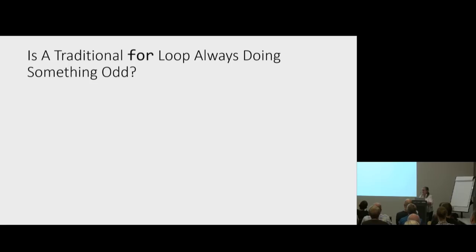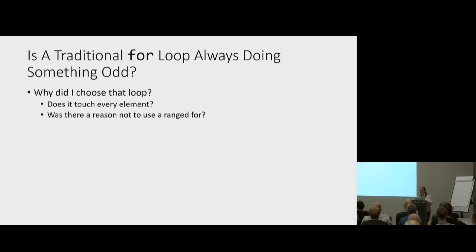I was going to say I'm pro-ranged for, but that's not really true. I'm just anti-original for. I'm not super pro-ranged for, because I'd really rather you just called a function. But if I see a traditional for loop, for int i equals 0, semicolon, is that just another day at the office? Or is that like, wait, why not a ranged for? What's going on? Maybe this loop does not touch every element. Because if it touched every element, you used a ranged for, right? So there's something weird happening here. What's the weird thing that's happening here?